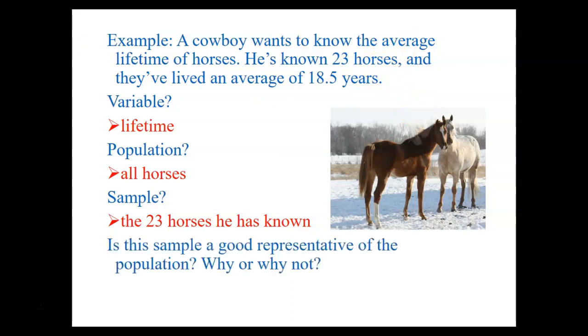Do you think this sample is a good representative of the population? Probably not. For one thing, it's only 23 horses out of all the millions of horses there are in the world. And for another thing, it's just these particular horses that he has known. So maybe they're all horses that live on the same ranch, that maybe have been treated better or worse than other horses. Maybe they're all the same kind of horses, and different kinds of horses live different amounts of time. There's all sorts of things that could affect how long a horse might live that are different for these horses that the cowboy has known personally compared to other horses in other living conditions or other kinds of horses.